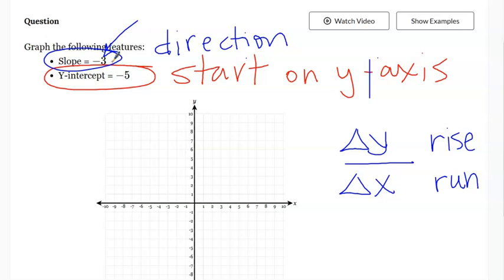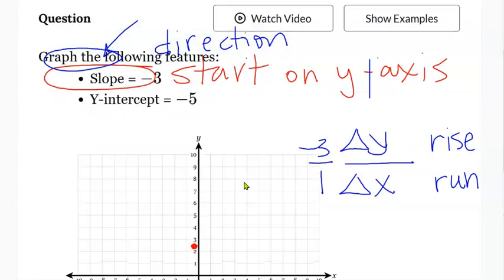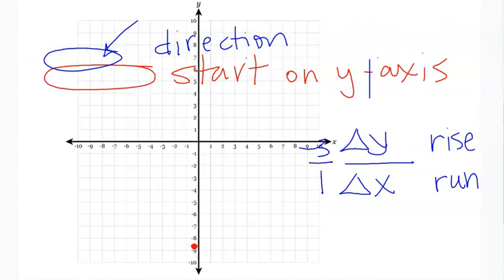If your number is not a fraction, like ours, you put the number in the numerator, and you fill the denominator with a 1. So the first thing you're going to do is start on the y-axis at -5. From there, you're going to count boxes along the grid. So I'm going to zoom in here so you can see a little bit better.